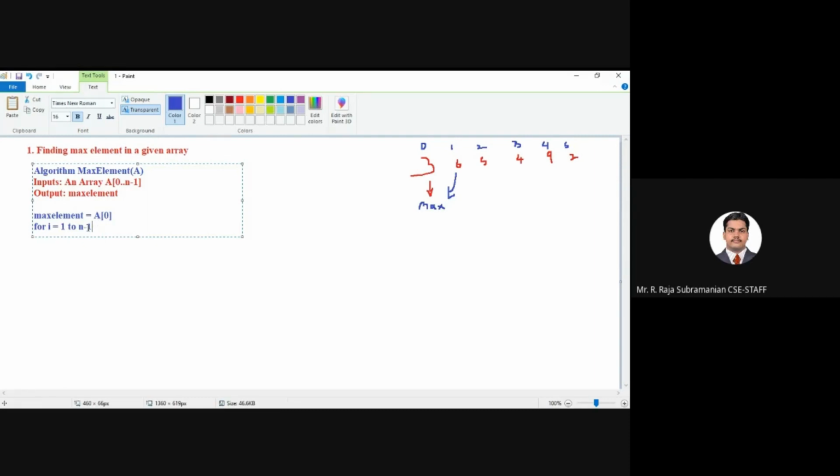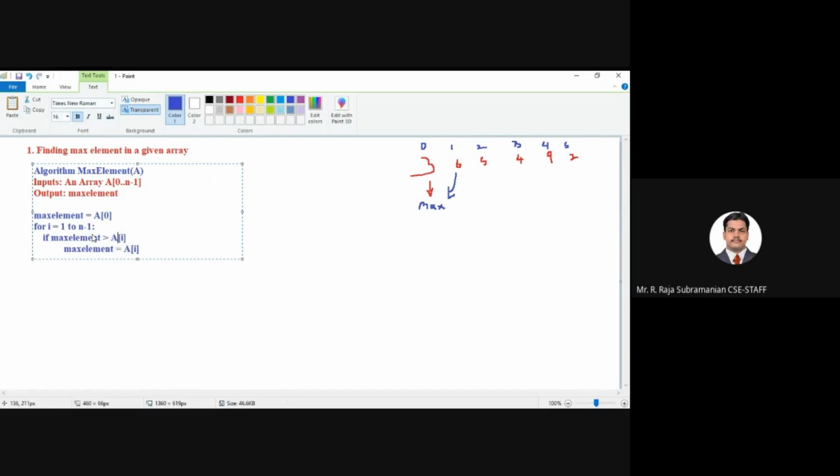But when you write an algorithm, you need not write like that. You can just say for I is equal to 1 to n minus 1. If max element is greater than a of I, what will I do? I will need to swap, or I can just make max element is equal to a of I. That element will become max element.